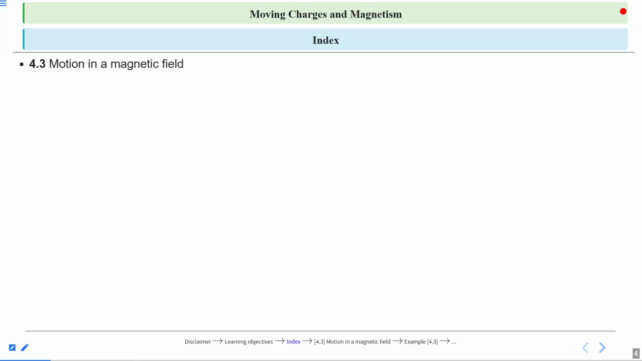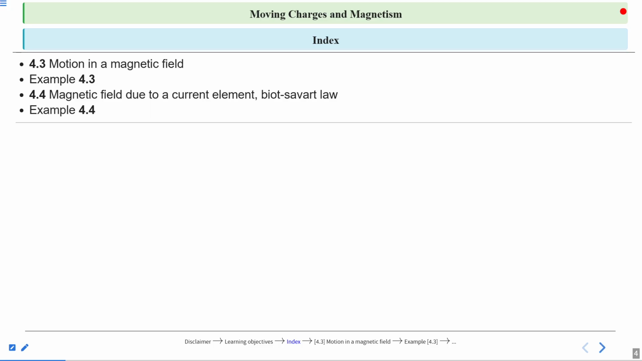The topics that we are going to cover today are NCERT section 4.3 motion in a magnetic field, example 4.3, NCERT section 4.4 magnetic field due to current element, Biot-Savart law, and example 4.4.